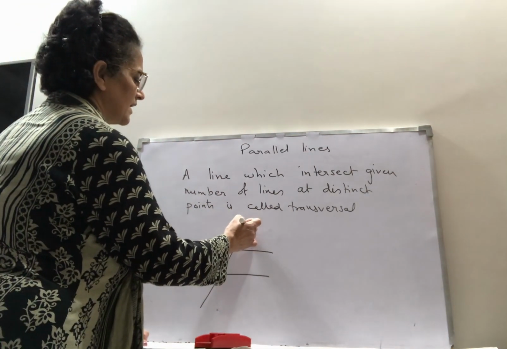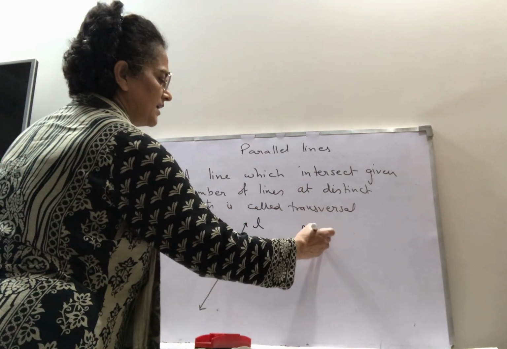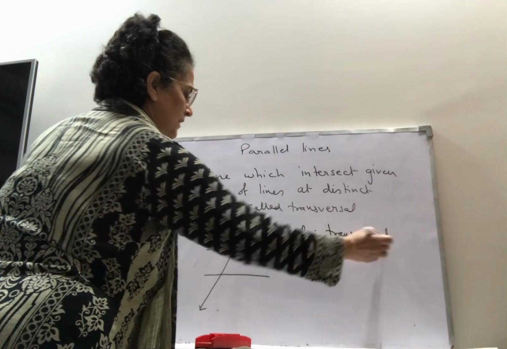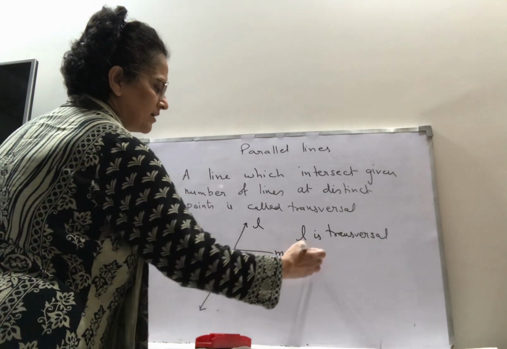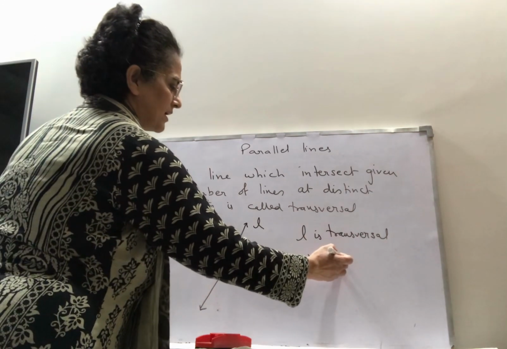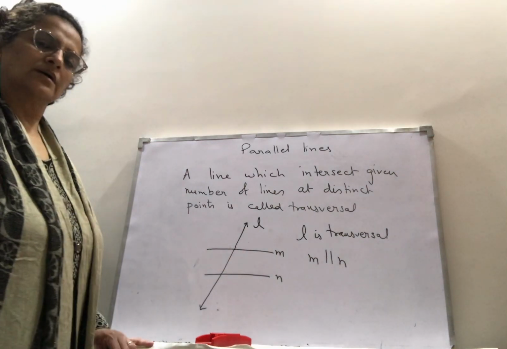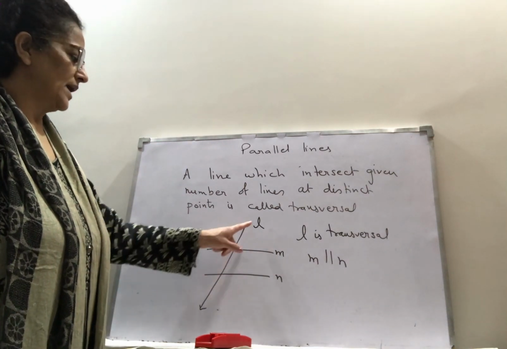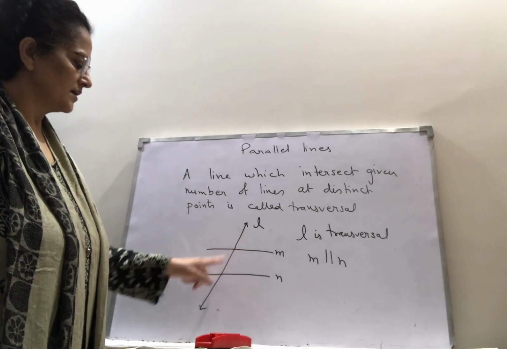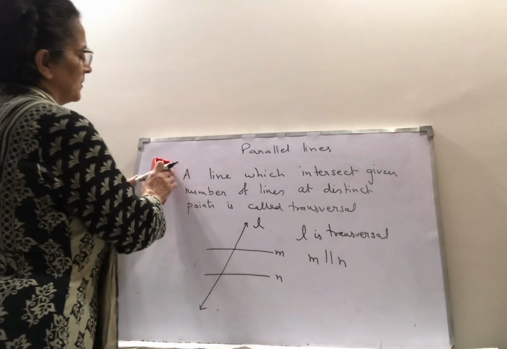So if I name it as L, so L is transversal. And if I name it as M and N, the symbol we use is this. M is parallel to N. I have taken because distance between these two lines remains same throughout. So L will be my transversal, which is touching other two lines at different points. Now let's learn more about parallel lines.